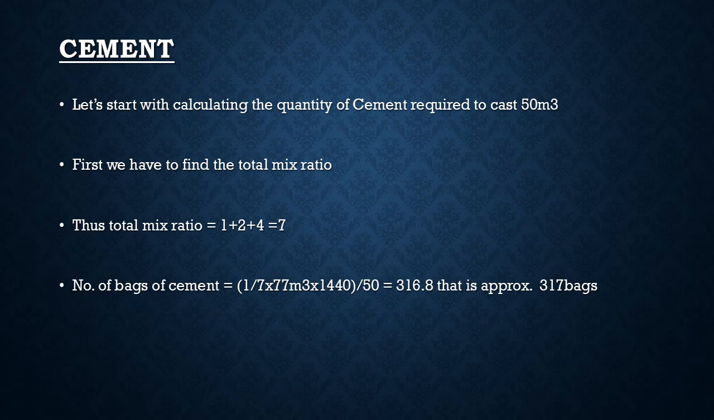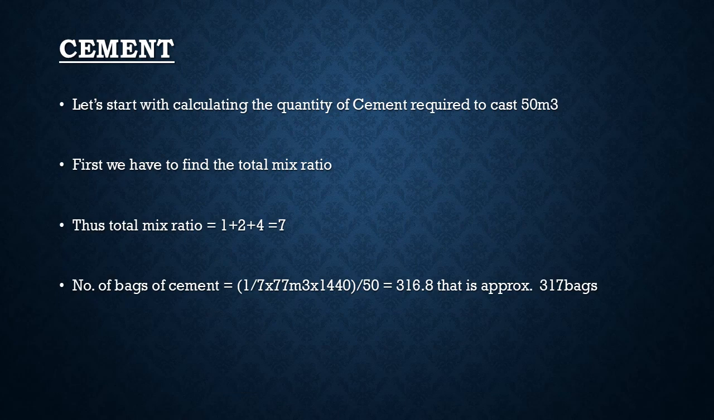And this value happens to be the density of cement, and whatever value you get there, you divide it by 50, 50 being the weight of 1 bag of cement, and this will thus give you 316.8, which is approximately 317 bags of cement. So for 50 cubic meters of concrete, you will require 317 bags of cement.